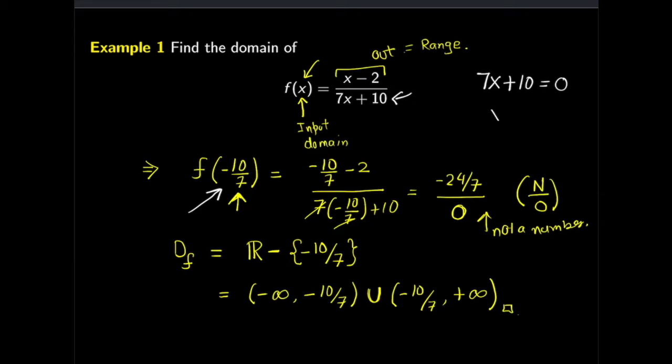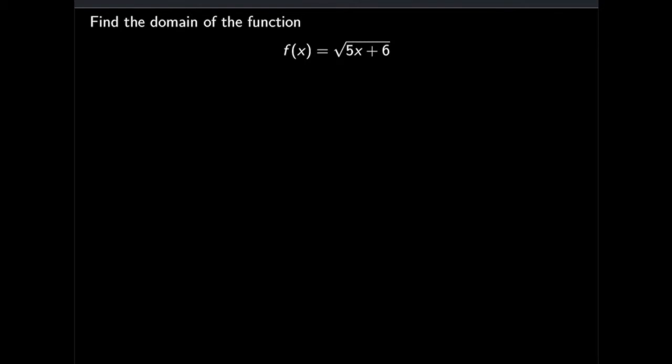So as you can see, I can add negative 10 on both sides and then divide by 7 on both sides. So this value brings the 0 in the denominator, so I have to remove that value from the domain of the function. Okay, let's do one more problem.